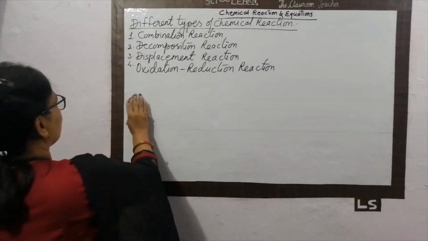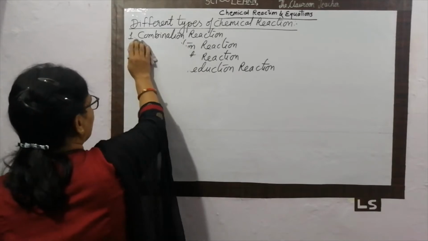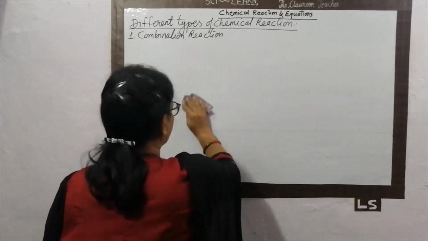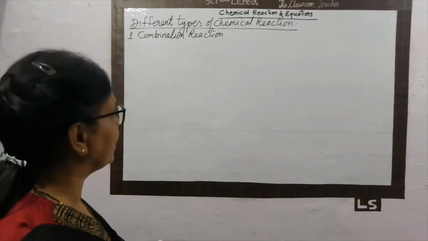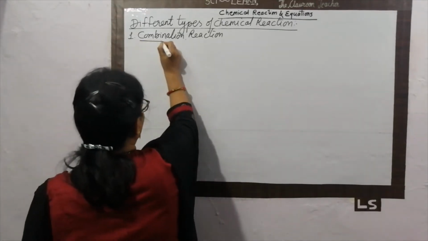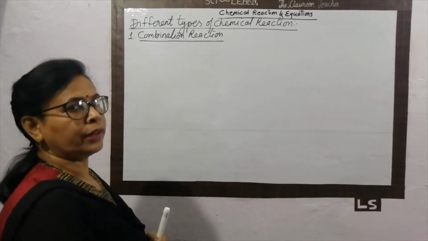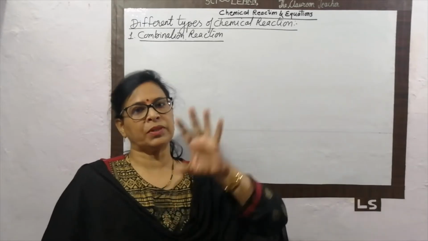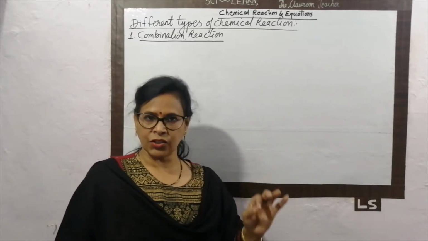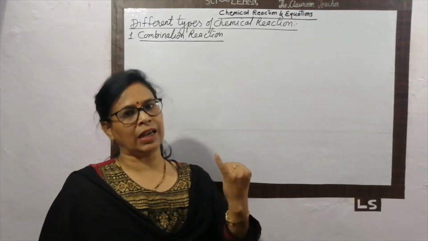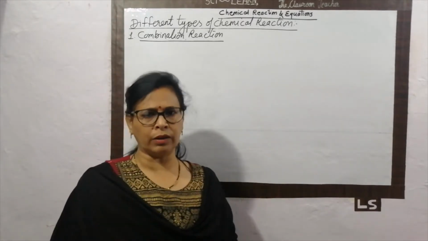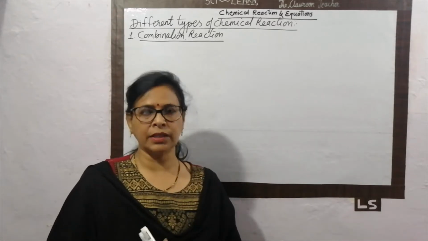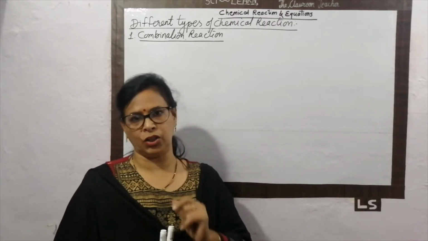Now first, the combination reaction. The word combination is related with combine. Combine means you have to combine the substances. In any reaction, only 2 parts are there. One is called the reactant and one is called the product. When the substances present in the reactant, whether element, compound or both, combine together to form a single substance, this type of reaction is called the combination reaction.